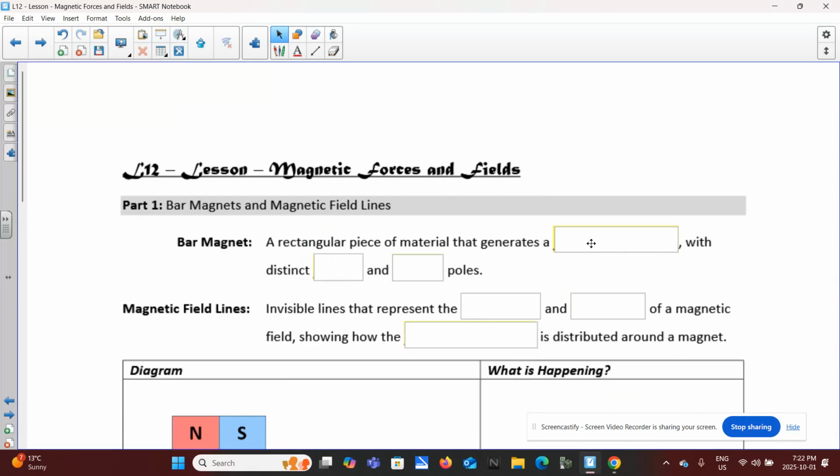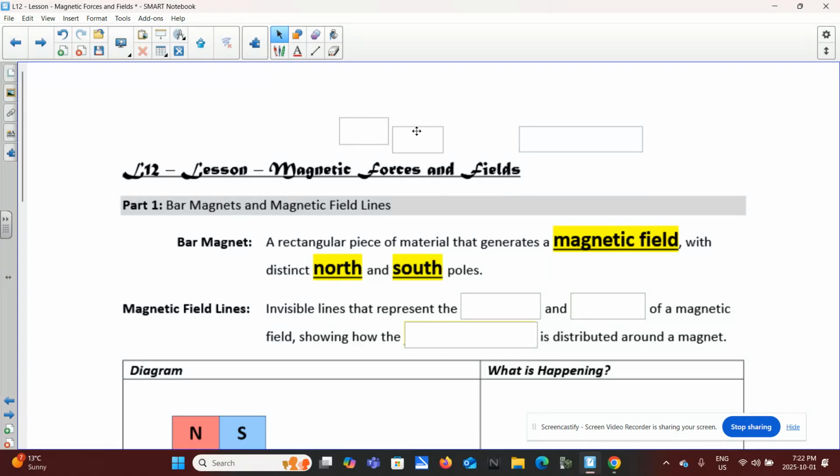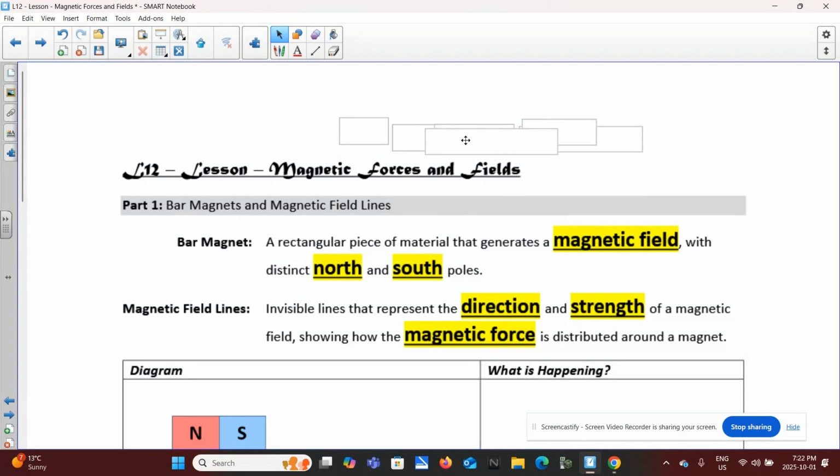So first of all, bar magnet: a rectangular piece of material that generates a magnetic field with distinct north and south poles. If you need extra time to do the definitions, go ahead and pause. Next part. Magnetic field lines: invisible lines that represent the direction and the strength of the magnetic field, showing how the magnetic force is distributed around the magnet.